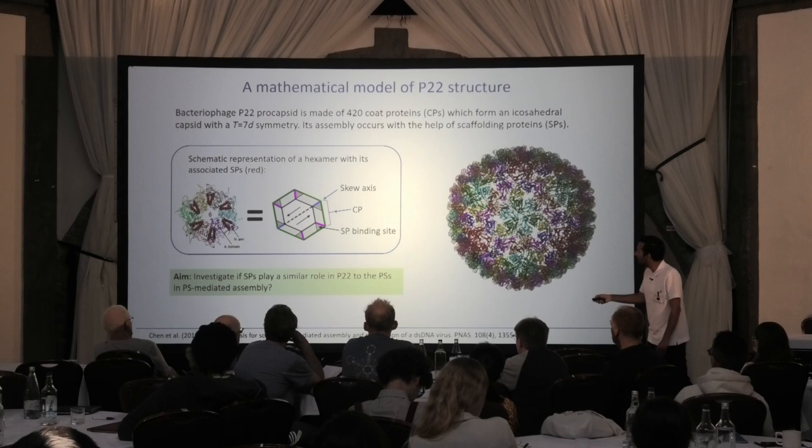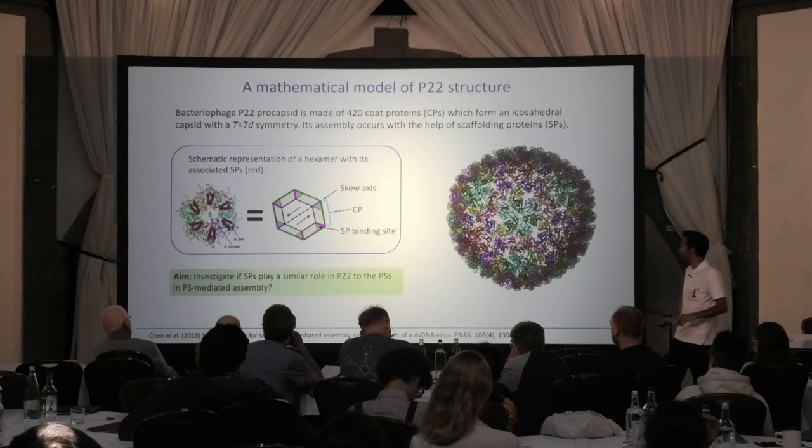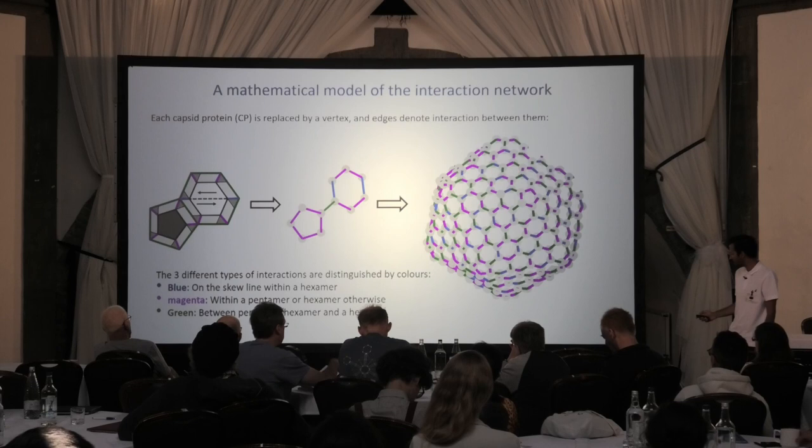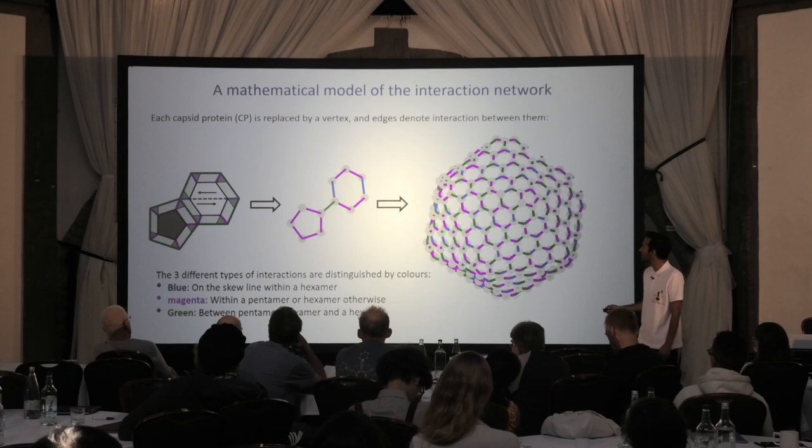Each monomer has a site for the binding of the scaffolding protein, and we have a skew line in each hexamer. So now let's investigate the role of species in the assembly. Again, here I'm looking at the interaction network. We represent each monomer by a node, and we connect the nodes if the monomers are binding together. For example, this monomer is binding to that monomer, so we connect them. This is binding to that, so we connect them.